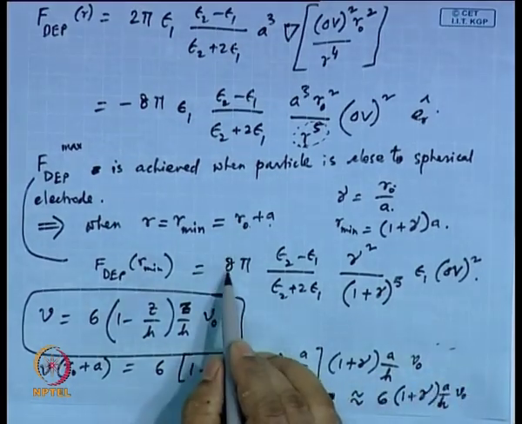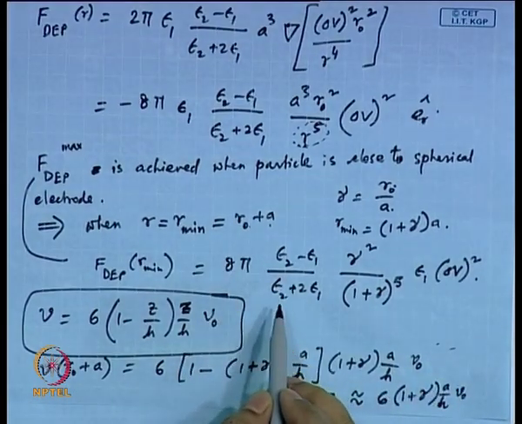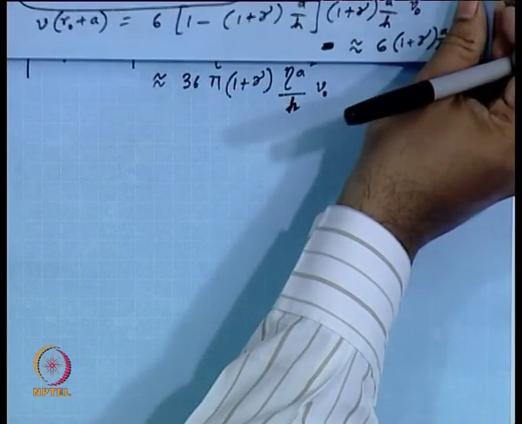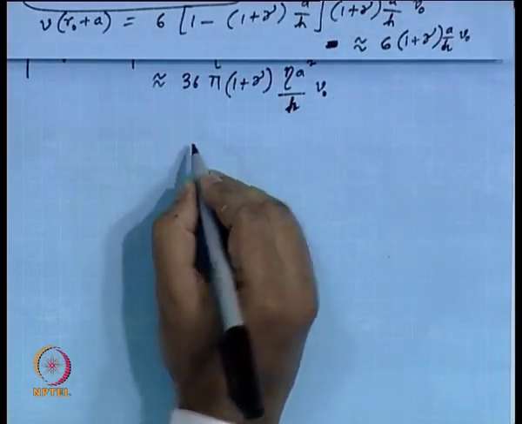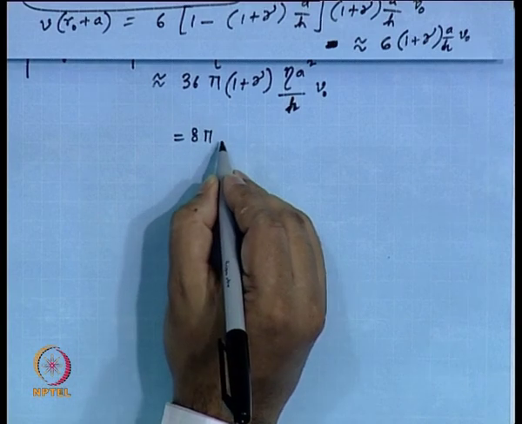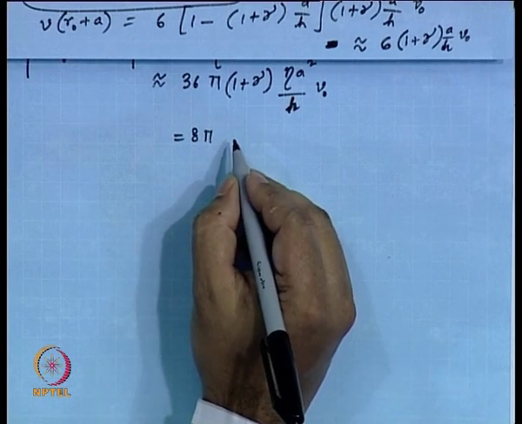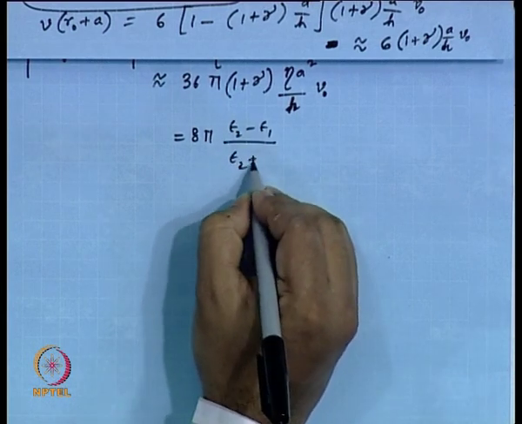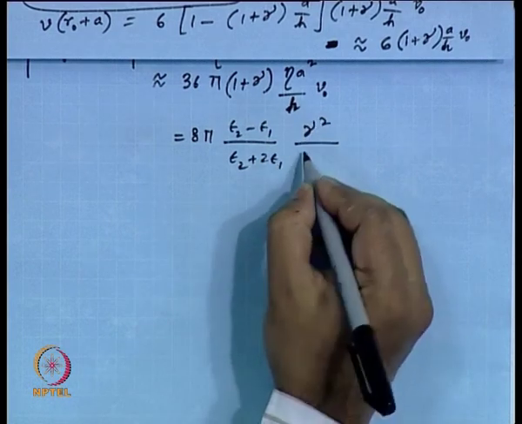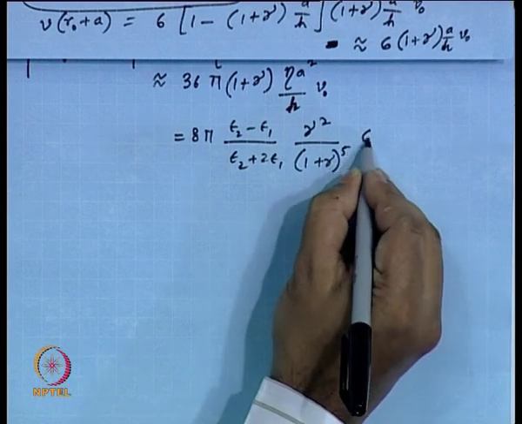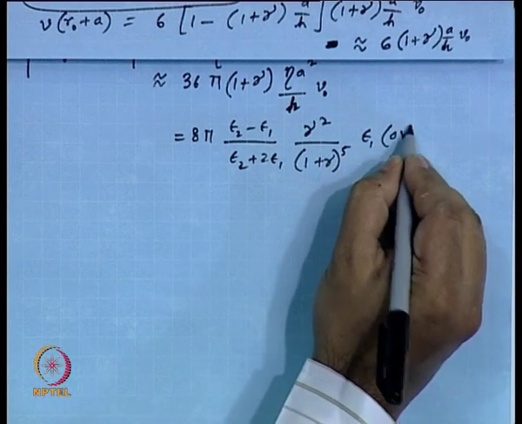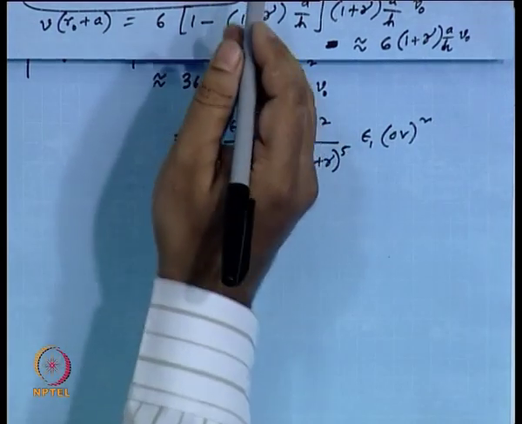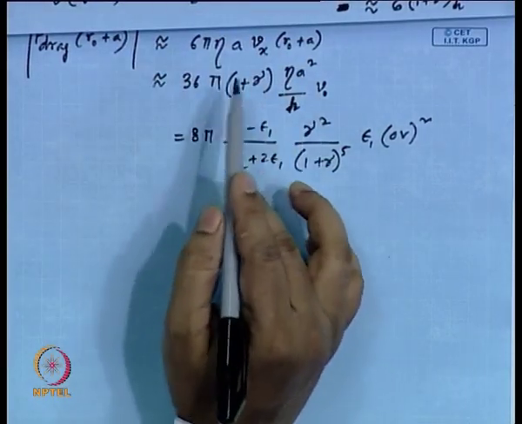And what is that r mean? This is the expression F DEP r mean, right, 8 pi epsilon 2 minus epsilon 1. So, you are equating this with what is the expression? This is equated with 8 pi epsilon 2 minus epsilon 1 divided by epsilon 2 plus 2 epsilon 1 gamma square by 1 plus gamma to the power 5 epsilon 1 delta V square. So, this is coming from that F DEP max, this side, and the upper one is coming from F drag.